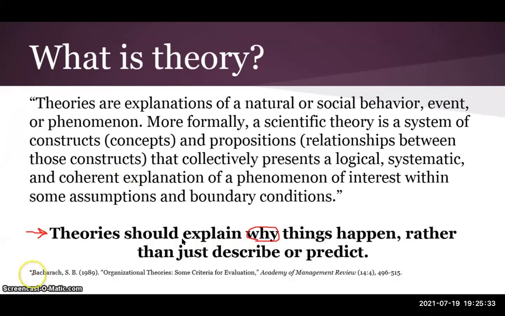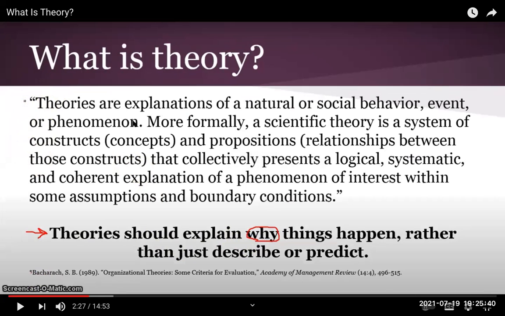And if we want to, we can borrow a definition from Bacharach in 1989, who says theories are explanations. So if you look at this, it says theories are explanations of a natural or social behavior. So it goes back to what I was saying. It's an explanation. It's a speculation. It's an assumption about a natural or social behavior, event or phenomenon. All right. Some people say a scientific theory. And when it says scientific, it doesn't mean that we're talking about chemistry and physics and biology. It means scientific in the sense that it's a systematic way, a system of constructs, concepts and propositions, and relationships between these that collectively represent a logical, systematic and coherent explanation of a phenomenon. In other words, it's really a systematic way of explaining natural behavior or social behavior or event or phenomenon.